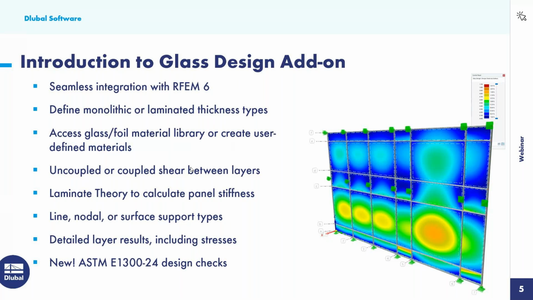We can apply line, nodal, or surface support types to these glass panels. And when we carry out the analysis, we have the ability to drill in a little bit further into each individual layer to view information such as the tensile stresses. And finally, we have the ability now to apply the ASTM E1300, the latest 2024 design check. So in our previous version, RFEM 5, we carried out a general stress design for glass. We did not have the ASTM, so this is something new that's now available within RFEM 6.